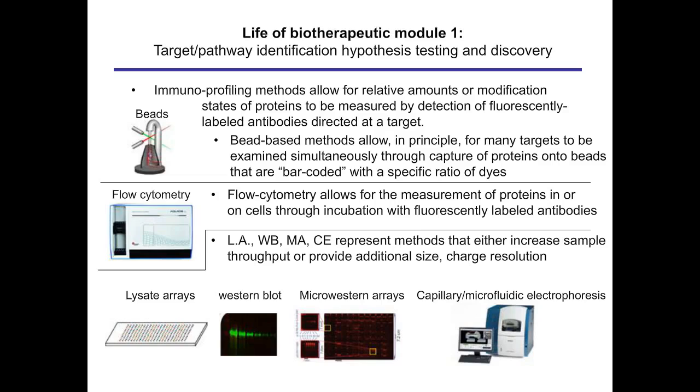In flow cytometry, one is able to examine proteins in cells or on cells, again using fluorescently labeled antibodies that bind to specific protein targets. Lysate arrays, Western blots, micro-Western arrays, and capillary microfluidic electrophoresis are different variations on the theme of applying proteins to different substrates and then examining their abundance in either the context of glass slides or in gels.